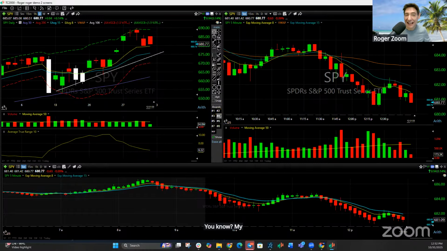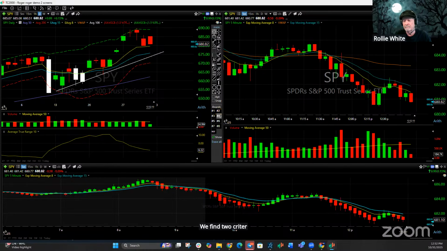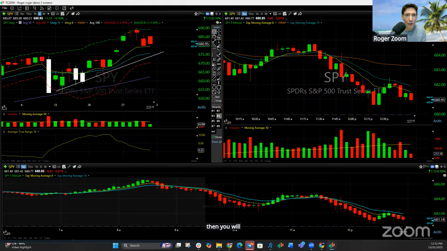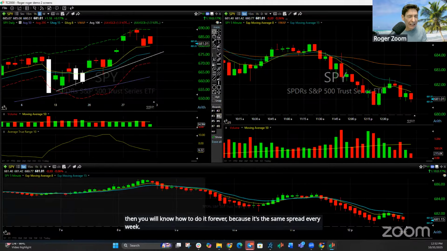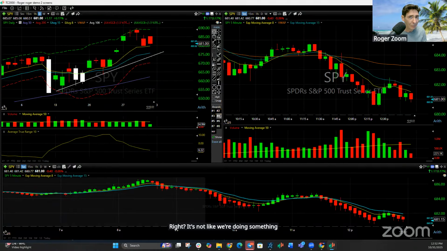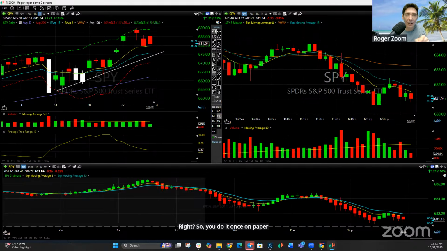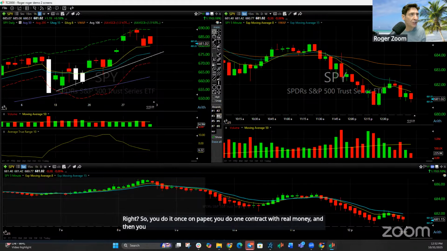Just to add to what Raleigh's saying, remember the time spread. We do the same thing every time. We find two criteria. We sell the one expiring this week and buy the one expiring later. Once you do it one time, you will know how to do it forever, because it's the same spread every week. It's not like we're doing something different. So you do it once on paper, you do one contract with real money, and then you don't have to ask me these questions.